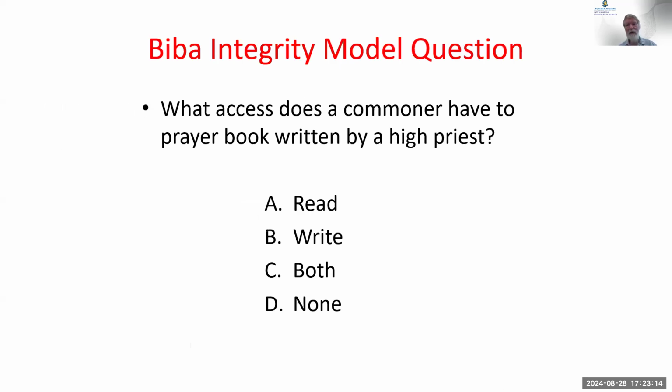Okay, here's my example. Let's try it here. We have another Biba example. See if you can get this one. Again, we have commoners at the low level, monks at the middle level, and the priests at the high level.